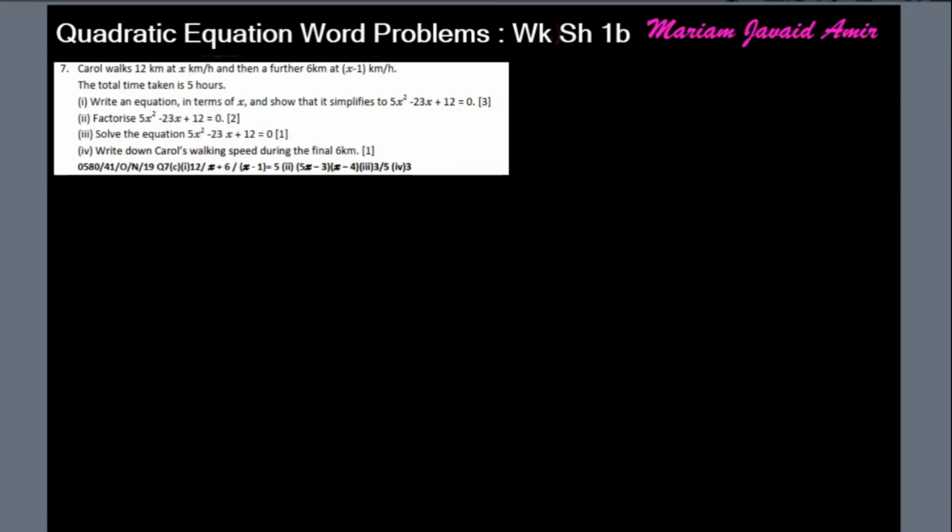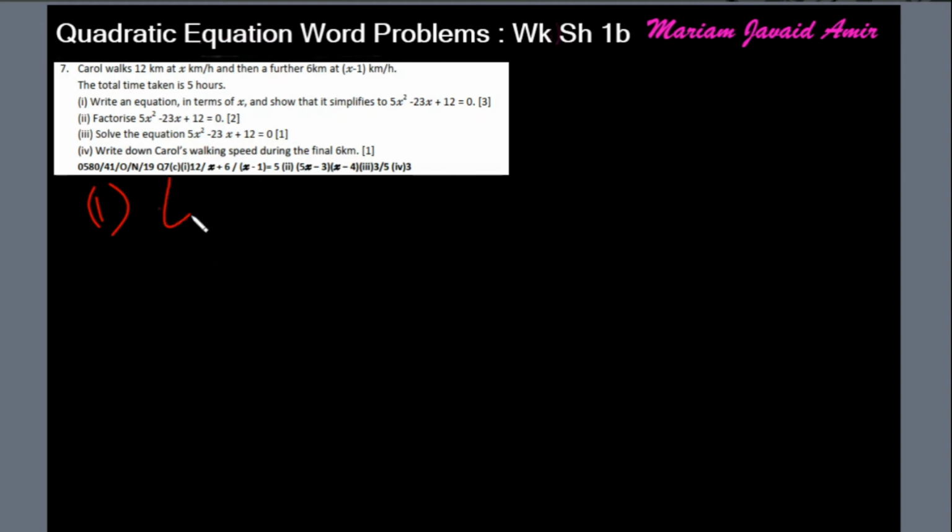Question number 7. Carol walks 12 km at x km per hour, then 12 km at x km per hour, and then a further 6 km at x minus 1 km per hour. The total time taken is 5 hours. Part 1: write an equation in terms of x and show that it simplifies to this.